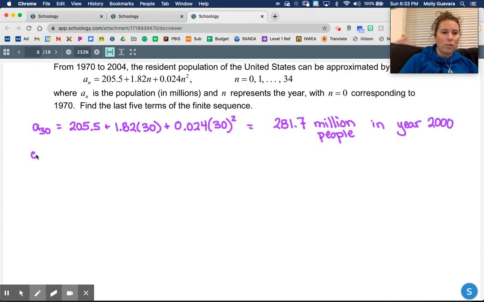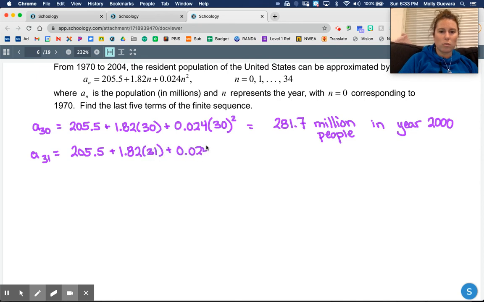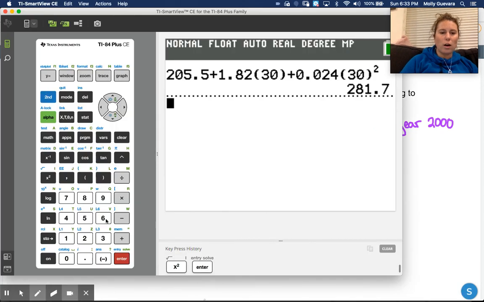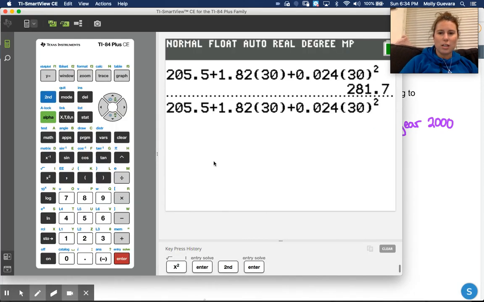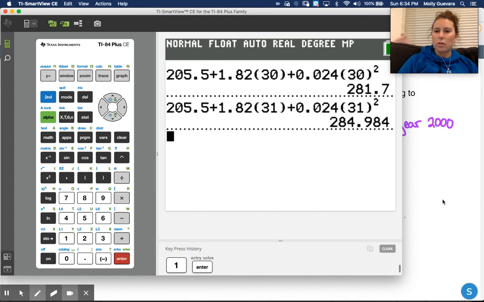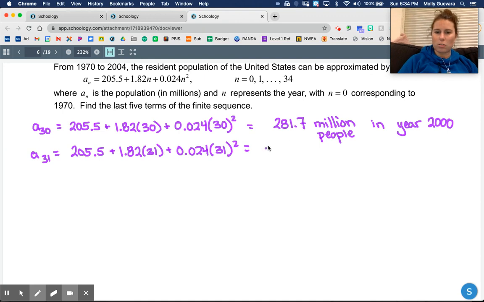Okay, so when we go to do the next one, it's the same thing. We have to plug in 205.5 plus 1.82 times 31 plus 0.024 times 31 squared. If you go second enter, it'll take what you just entered and rewrite it for you. Then you can just go through quickly and change all those 30s to 31s and hit enter. There it is, 284.984, right? So 284.984 million people in the year 2001.